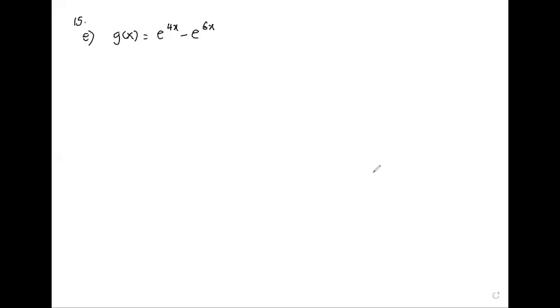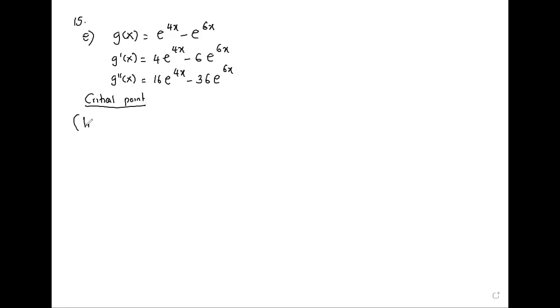What did we find? Well, we were able to find the critical point. We found g prime of x to be 4e^(4x) minus 6e^(6x). We also found g double prime of x to be 16e^(4x) minus 36e^(6x). And then the critical point that we found was (ln (2/3)^(1/2), 4/27).